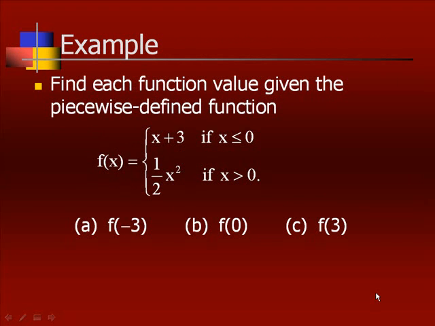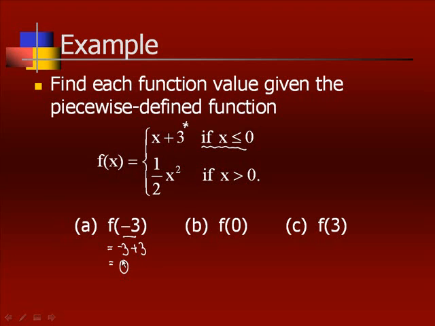So, for example, if we had a piecewise-defined function defined f of x equals x plus 3 if x is less than or equal to 0, or 1/2 x squared if x is greater than 0. The first function we're trying to find, f of negative 3, means that x is negative 3, which is less than or equal to 0. So the first part is determining which piece of the domain it fits in, which determines which function we're going to use. So we're going to use the function x plus 3, which means if we plug in negative 3 for x, we get negative 3 plus 3, so f of negative 3 is 0.